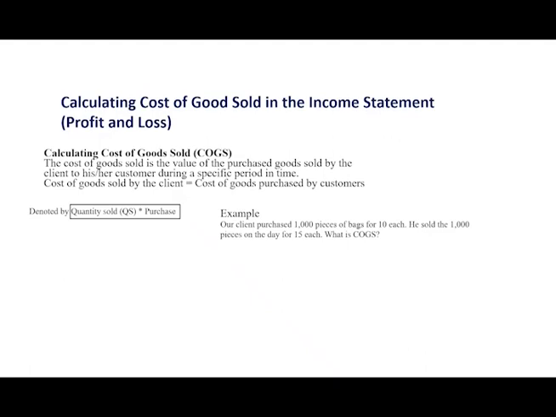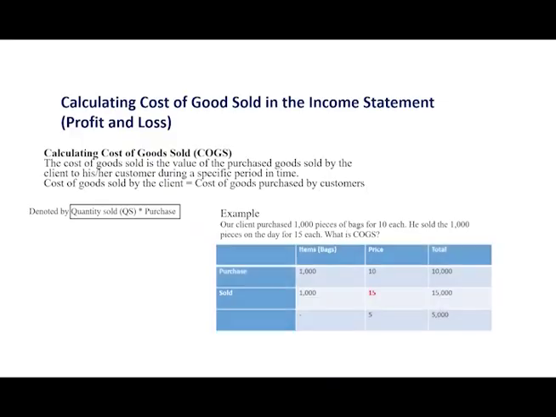Let's look at the below example. A client purchased 1,000 pieces of bags for 10 each. He sold the 1,000 pieces for 15 each. What is the cost of goods sold? When calculating cost of goods sold, the purchase price of 10 is the determinant, not the sales price of 15. Remember, total sales is 15 and cost of your purchase is 10, giving you a profit of 5.